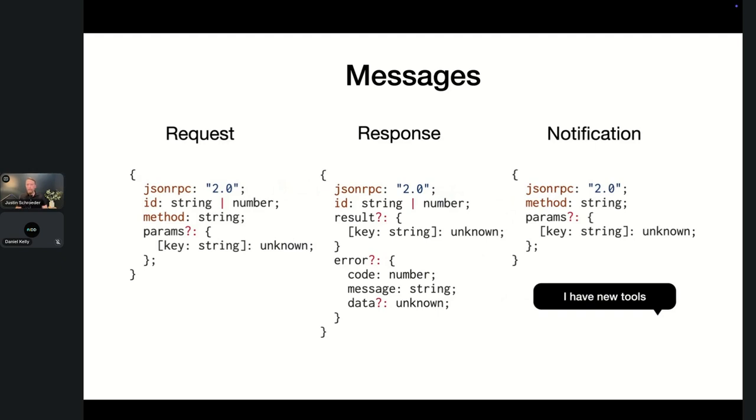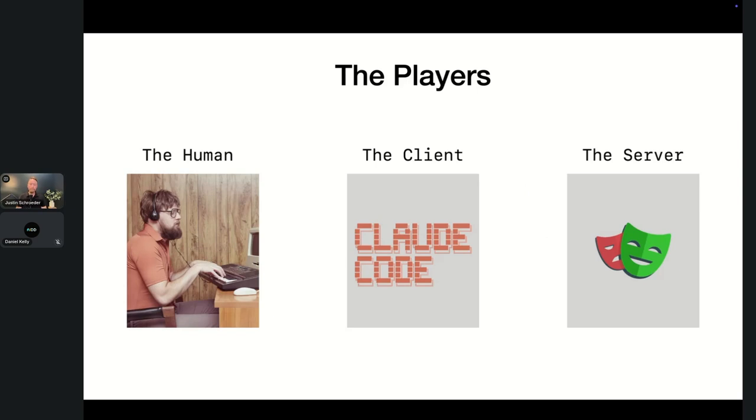Now, there is also in the MCP spec another message type, which is exactly like the other ones. It's just missing the ID. And then you're supposed to treat this magically as a notification. So in this case, your server might be saying to the client, hey, I have some new tools, you need to go refresh. That's called a notification. But those are the message types.